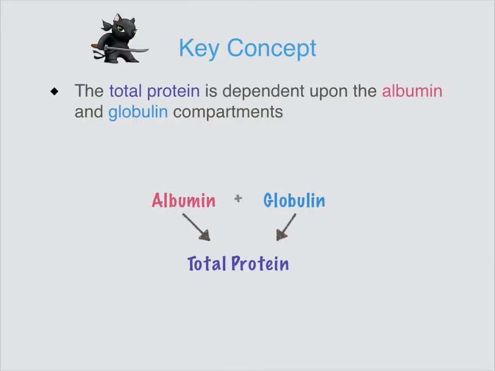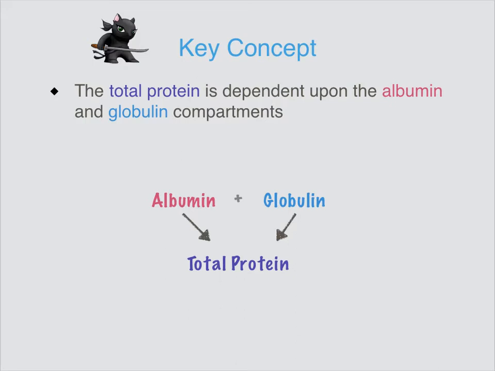All right. So next up, this is an important concept and a key concept, and I've already touched on it a little bit. Our total protein is made up of two fractions, okay? So it's the albumin component and then everybody else, the globulin component. And both of those, when we add them together, equal the total protein.